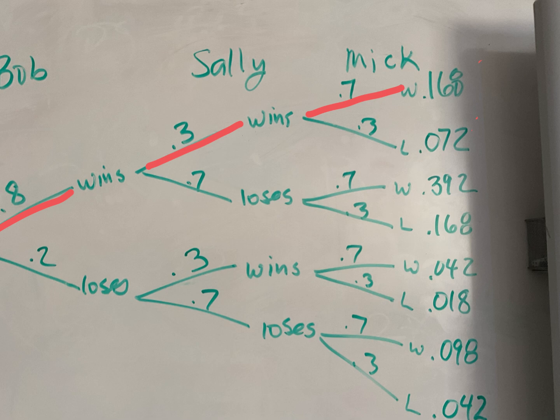Now, just to clarify, I didn't say anything about Sally. I don't care if she won or lost. Doesn't matter. I just said Mick won and Bob won. That's all I said. Find the probability that Mick won and that Bob won.